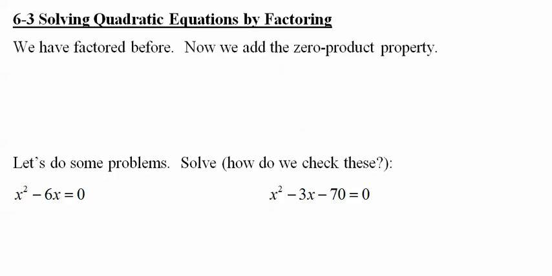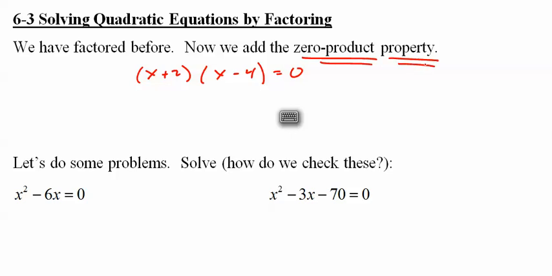We've factored before. Let's imagine we factored something and got (x + 2)(x - 4) = 0. We're going to add the zero product property. The only thing the zero product property says is this times this equals 0.